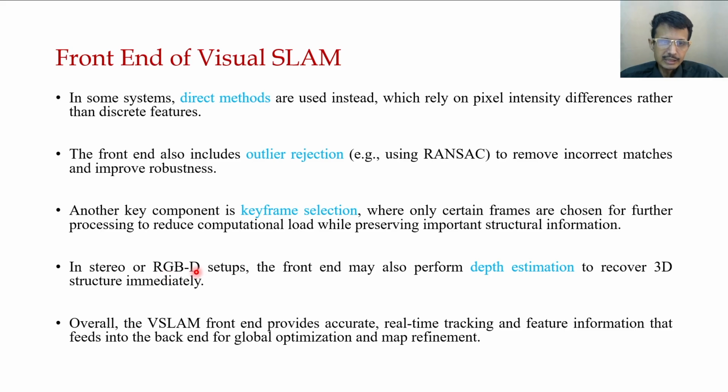RGB-D means with the depth map also. In stereo and RGB-D setups, the front end may also perform depth estimation to recover the 3D structure. Overall, the Visual SLAM front end provides accurate real-time tracking and feature information that feeds to the back end for global optimization and mapping. So that is the basic idea of the front end.